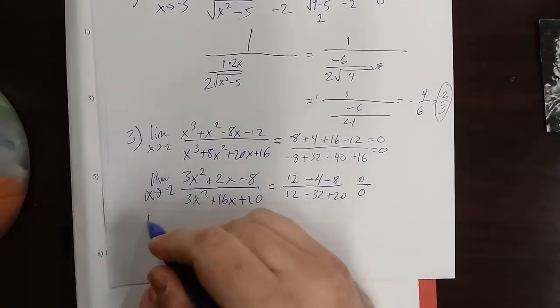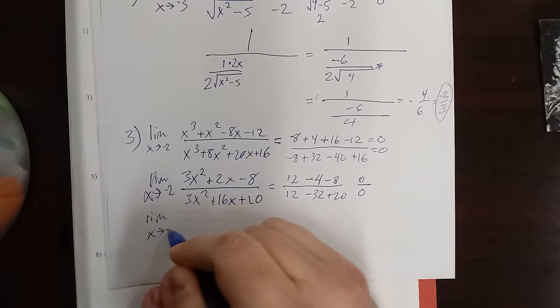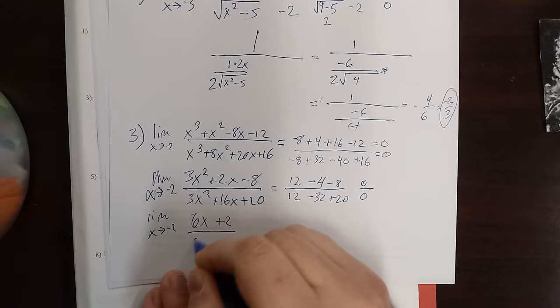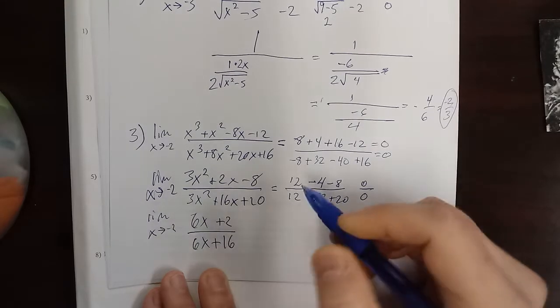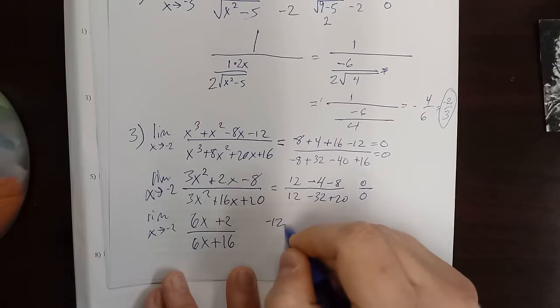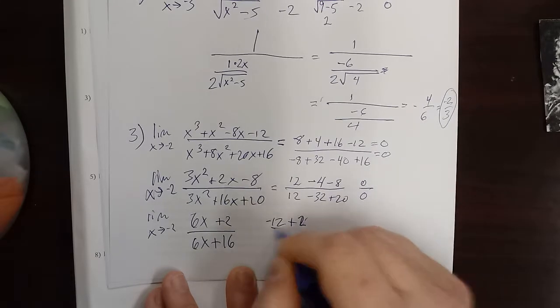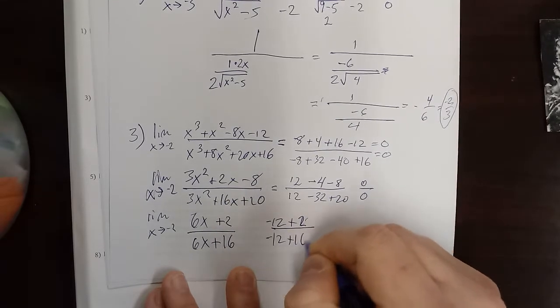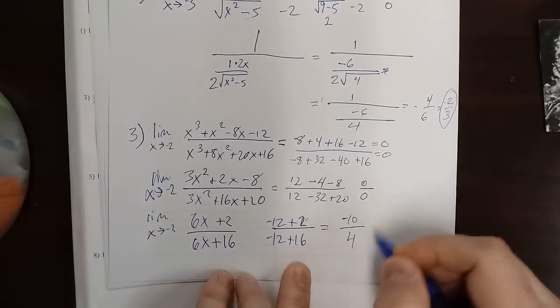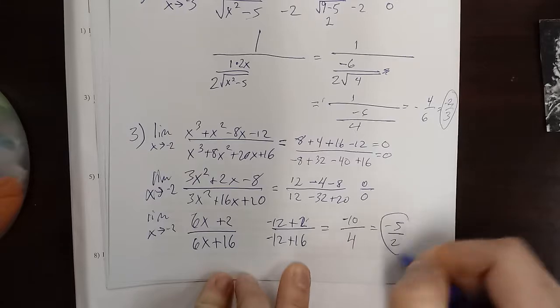if we do L'Hopital's rule again, we'll get 6x plus 2 over 6x plus 16. Now let's see what happens when we plug in negative 2. I get negative 12 plus 2 over negative 12 plus 16. Cool, I get a number now. I get negative 10 over 4, which is negative 5 over 2.